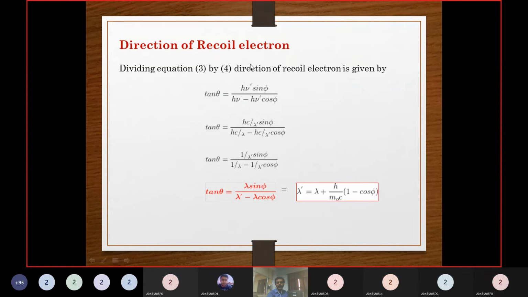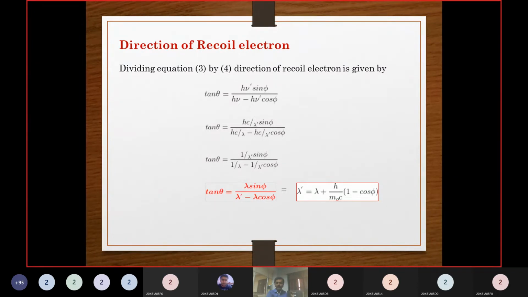So tan theta is equal to h nu dash sin phi by h nu minus h nu dash cos phi. If you simplify it, we get tan theta equal to lambda sin phi by lambda dash minus lambda cos phi. This is the direction of the recoil electron. Here theta is the angle between the incident direction of the photon and the recoil electron.